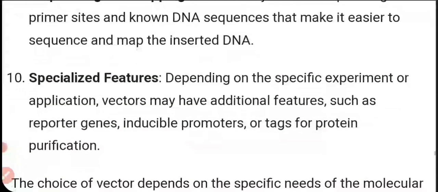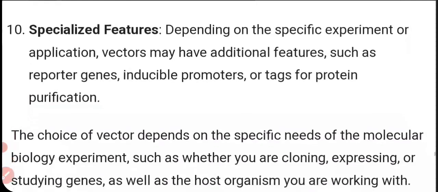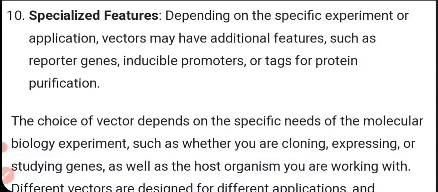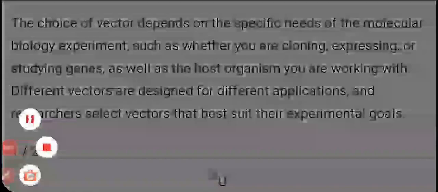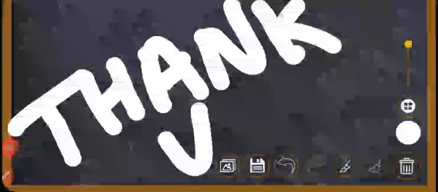Then specialist features: depending on different experiments or applications, vectors may have additional features. Suppose some vectors will have coloring, meaning some reactions between molecules will generate color. All these extra features may be there. So the choice of vector depends on the specific needs of the molecular biology experiment. With this we have understood some important concepts of molecular biology, which are very helpful for our genetic engineering. Thank you.